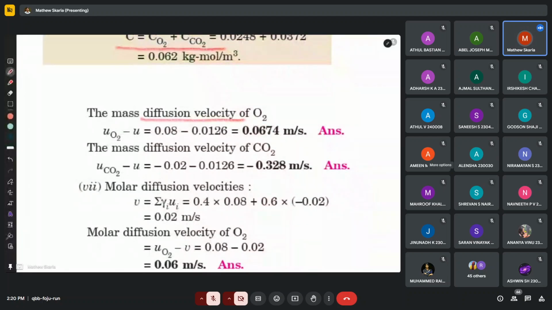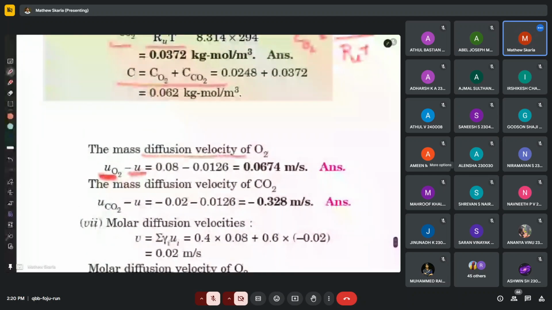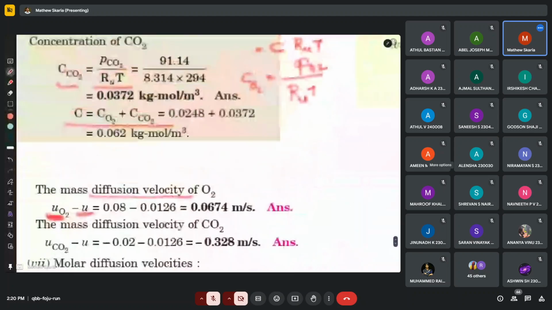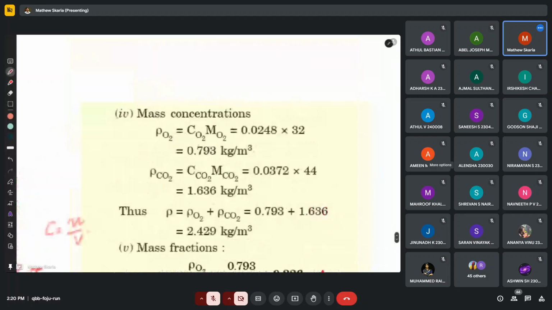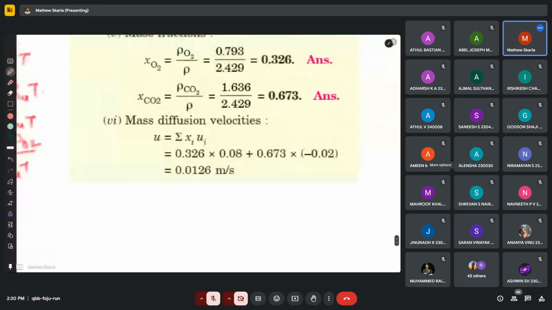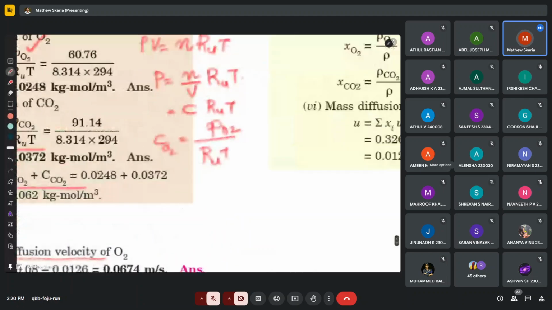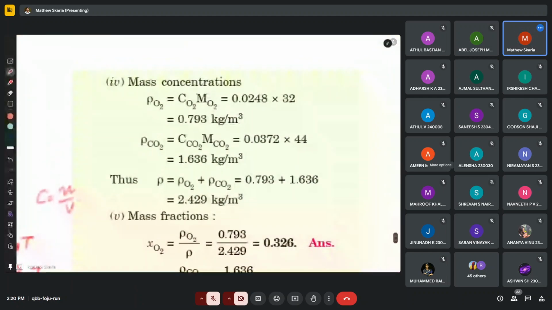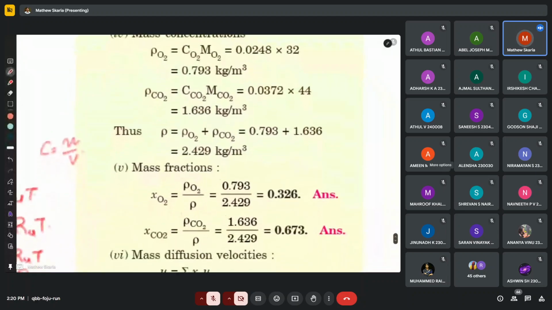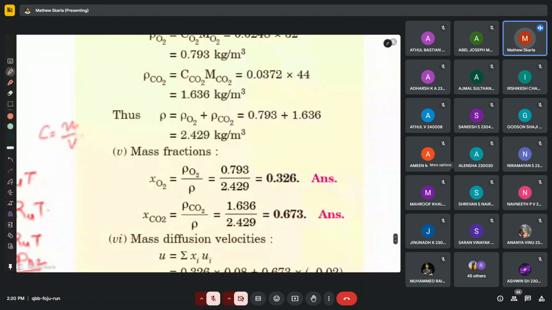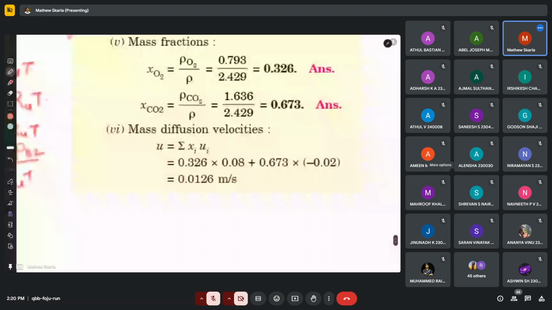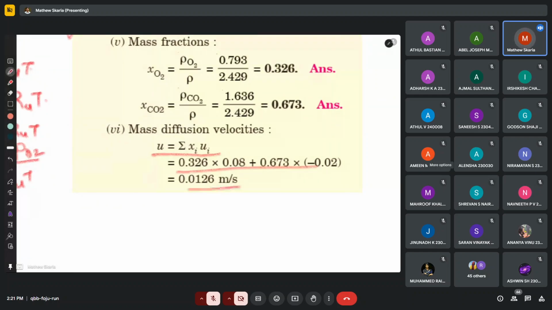Then the one which I discussed earlier, the diffusion velocity. Diffusion velocity is the difference of the individual velocity and the average velocity. Before that, some more parameters we have to evaluate, that is mass concentration. Then the diffusion velocity U you can find out. All these parameters can be evaluated.